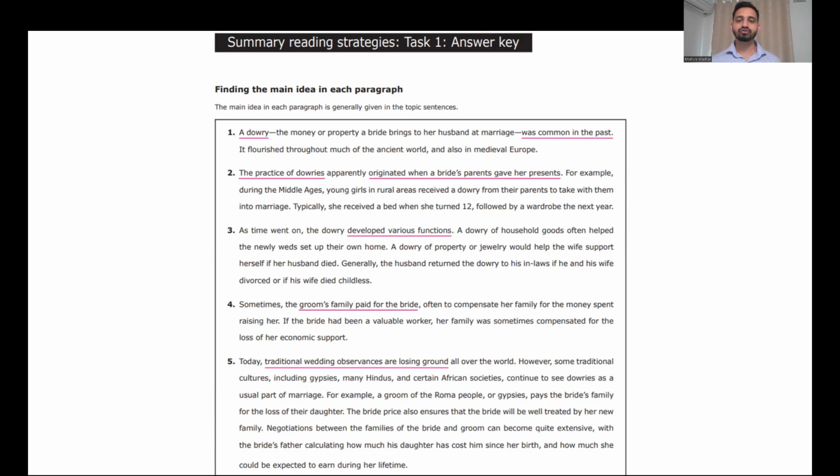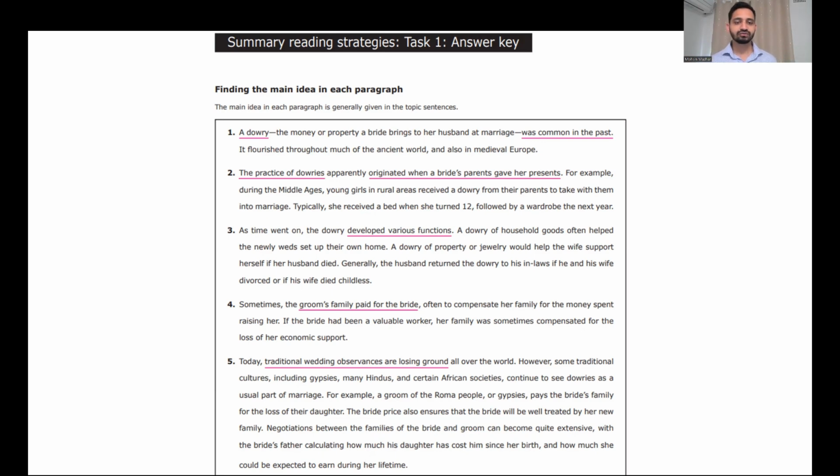A dowry of household goods often helped the newlyweds set up their own home. A dowry of property or jewelry would help the wife support herself if her husband died. Generally, the husband returned the dowry to his in-laws if he and his wife divorced or if his wife died childless. So these are some of the functions of dowry, but if you were to summarize it, you can always use the dowry developed various functions. Okay, we're just getting important information from here.